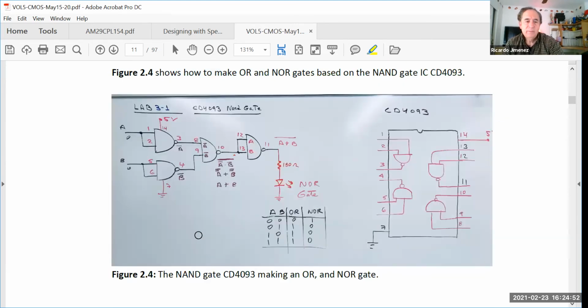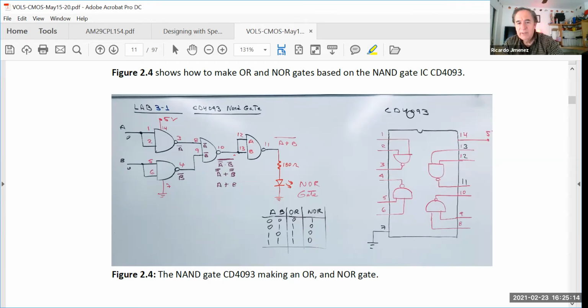And when you need another way to make the OR gate, you can make an OR gate. So you can make more combinations. I don't want to get into details in Boolean algebra because this class is not Boolean algebra or digital logic. It's just an introduction.